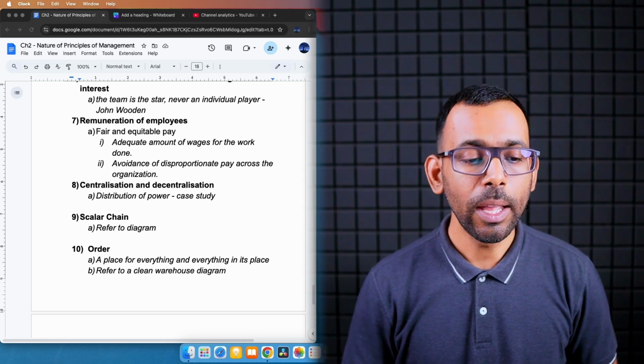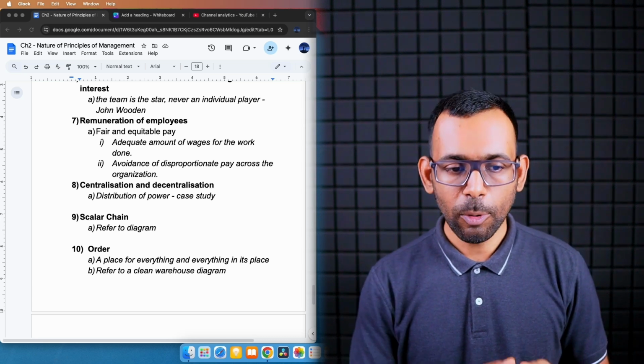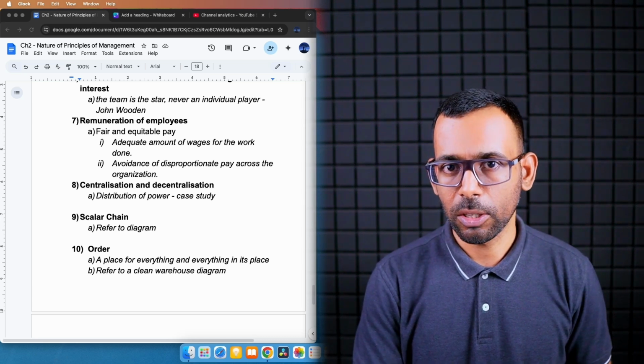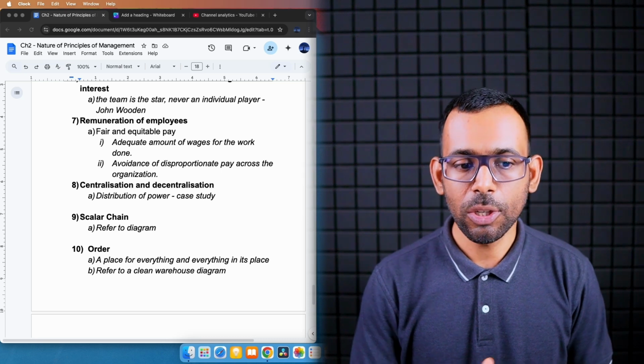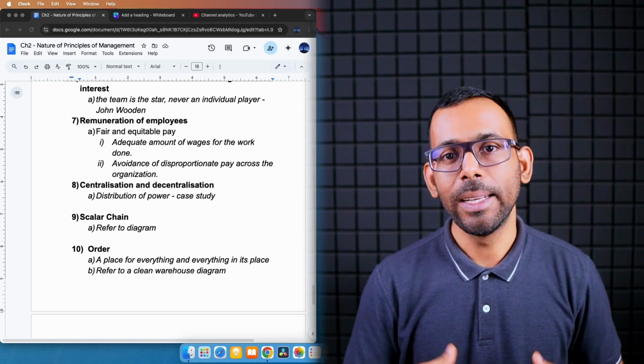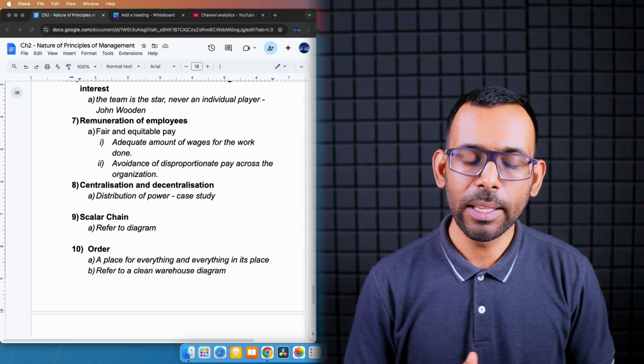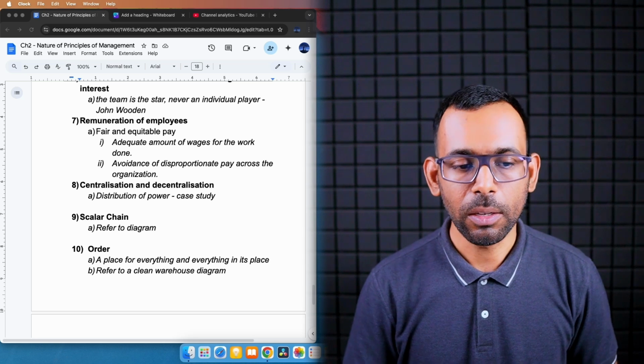Now let's go to the 8th principle, centralization and decentralization. We talked about the same point in one of our previous lectures. So what is centralization and decentralization? Centralization of power and control, and decentralization of power and control. I'll repeat the example. Let's see if you can recollect.